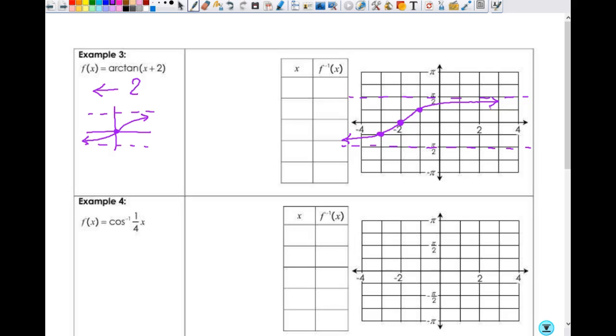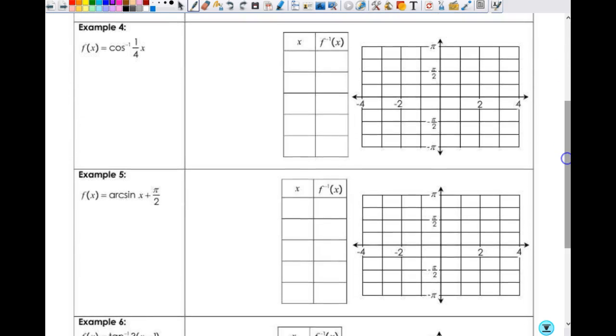Okay. All right, so y'all try number 4. And I'll do it up here too after you get started, but don't look at mine until you're done. I don't want to just do it for you.